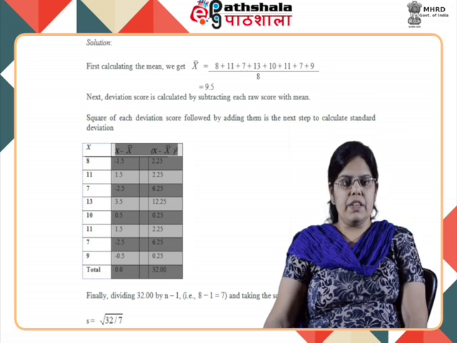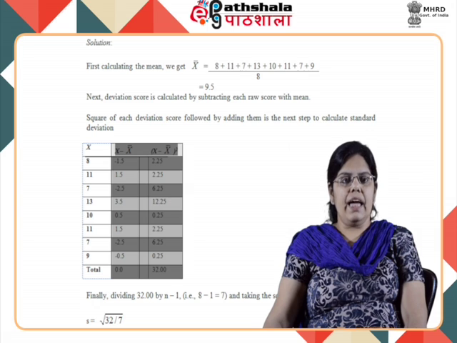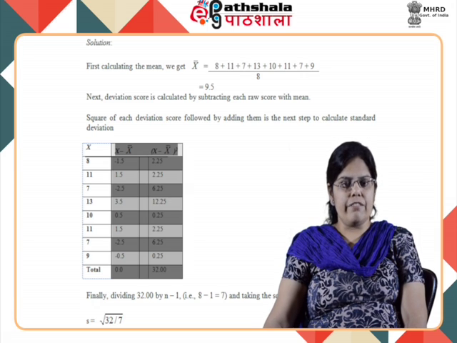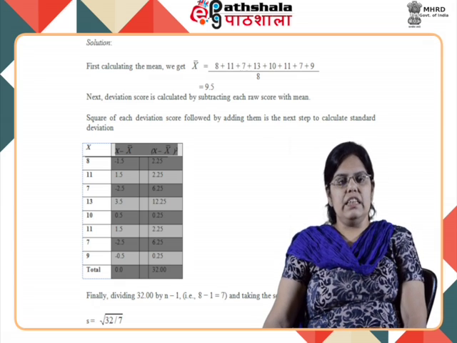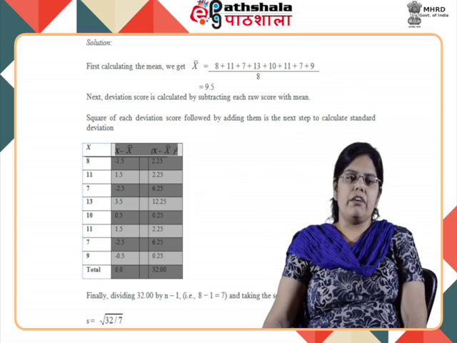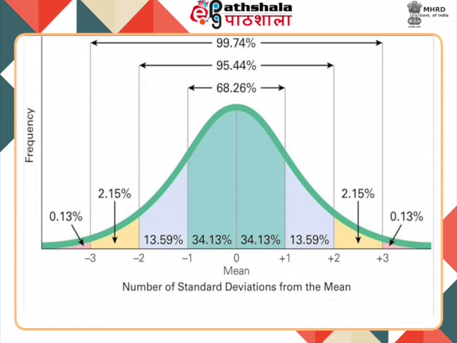Finally, to obtain standard deviation, we divide 32 by n minus 1, which is 7, and take the square root of the figure. We get the value of standard deviation in this case to be 2.14. After studying frequency distribution, central tendency and variability, next in line comes the normal curve.